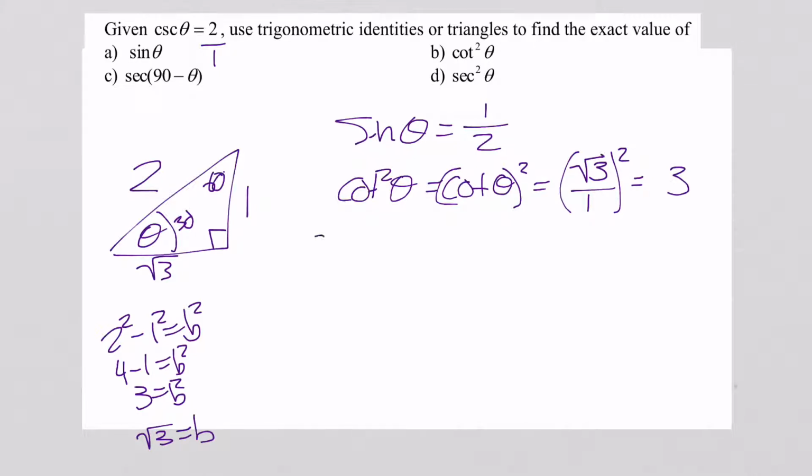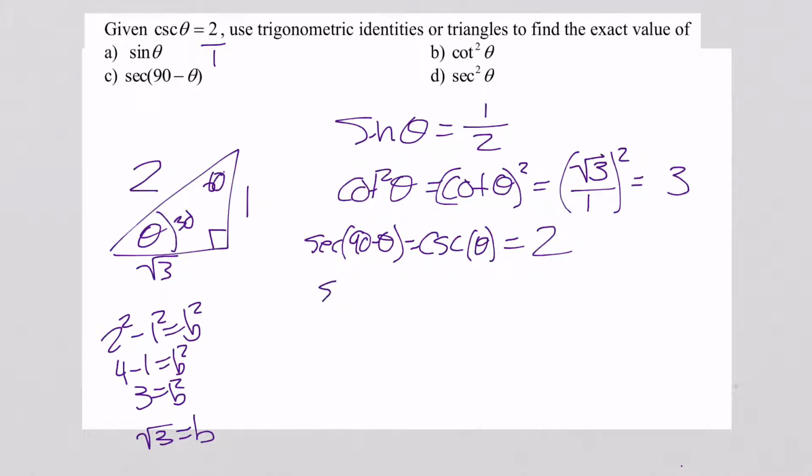Alright, secant of 90 minus theta. I can use my co-function identities to rewrite that as cosecant of theta, which is nice. Because cosecant of theta, I already know, is 2. Haha, it was given to me. That's how I started this whole thing.